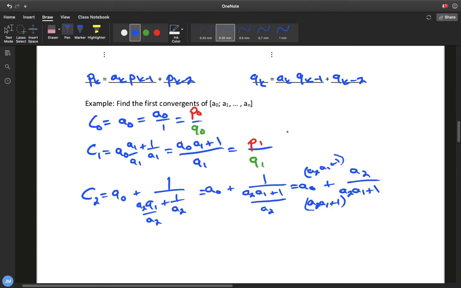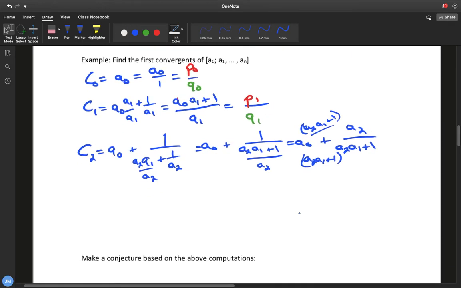Ran out of room there, so multiplying both numerator and denominator by that value. So what that gets me to, when I go ahead and multiply that out, is I'm going to end up with a sub 0, a sub 1, a sub 2, plus a sub 0, plus a sub 2, all over the common denominator, which is a sub 2, a sub 1 plus 1.